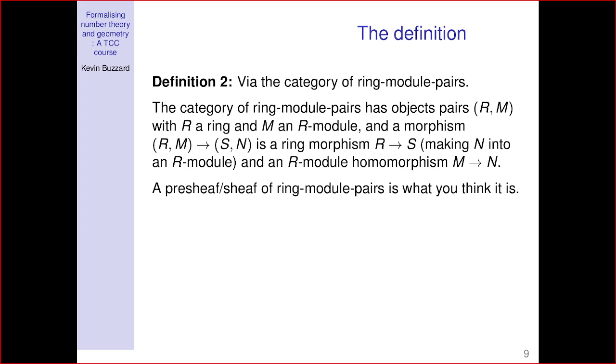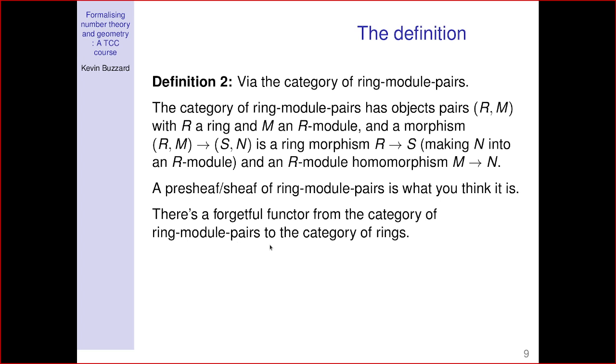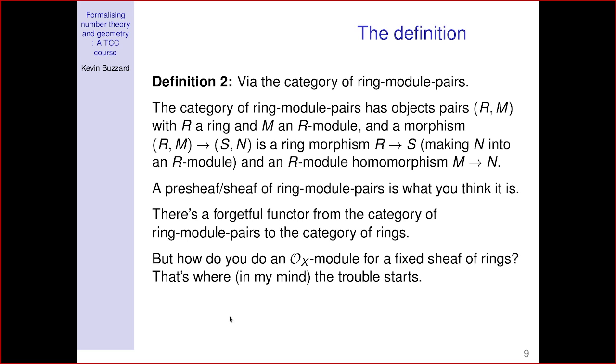And so now we can talk about pre-sheaves and sheaves of ring module pairs. There's a forgetful functor, right? From the category of ring module pairs to the category of rings, where you forget the module. And so the problem, so this sounds like a really nice way of formalizing sheaves of modules over a sheaf of rings. But the problem is, in practice, you tend to be given the sheaf of rings, right? In practice, X is a scheme, and OX is going to be the sheaf that comes free with that scheme, right? Every scheme comes free with a sheaf of rings attached to it, called the structure sheaf.